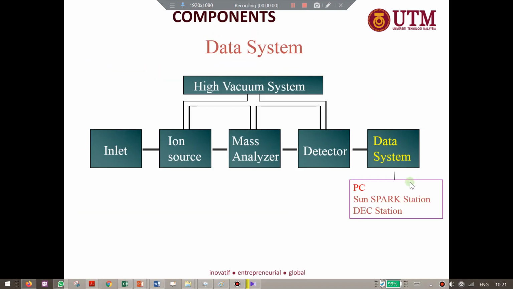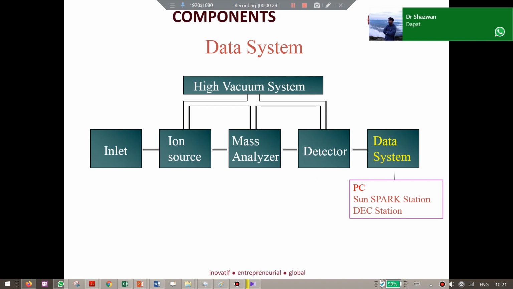The last one is the data system. PC Sunspot Station, you don't need to remember this. The data system is just a PC that will display your data. I don't want to go into details of the data system, what kind of software that is. Just enough that you know the function of a data system is to store the data, to somehow manipulate the data, and also to display the data.